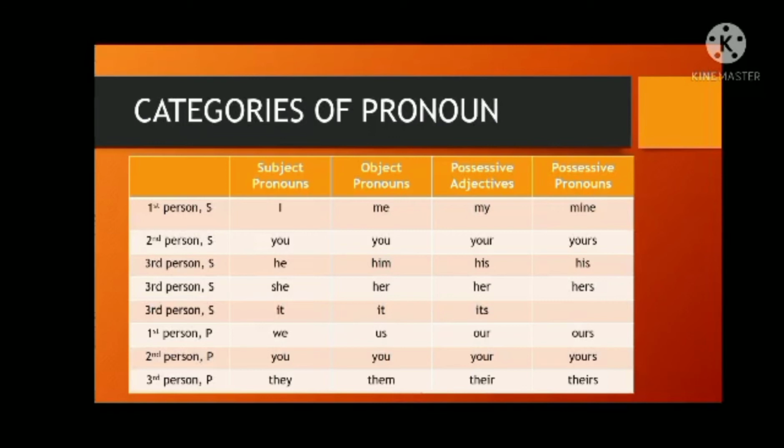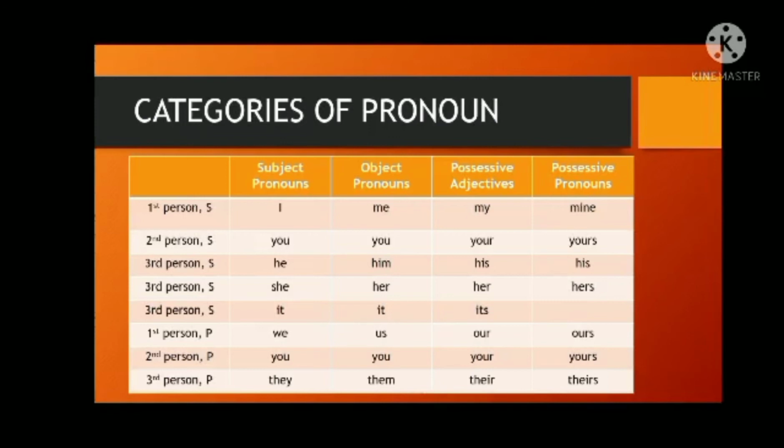Here are the possessive adjectives. A possessive adjective sits before a noun or pronoun to show who or what owns it. Examples are my, your, his, her, its, our, your, and their.